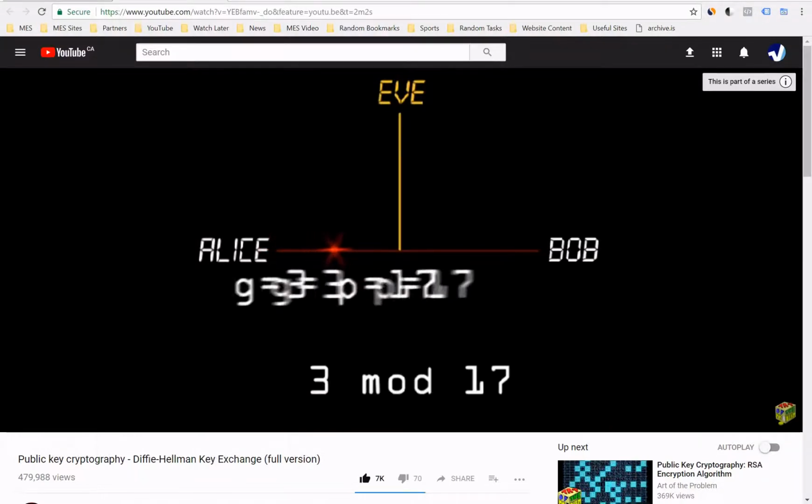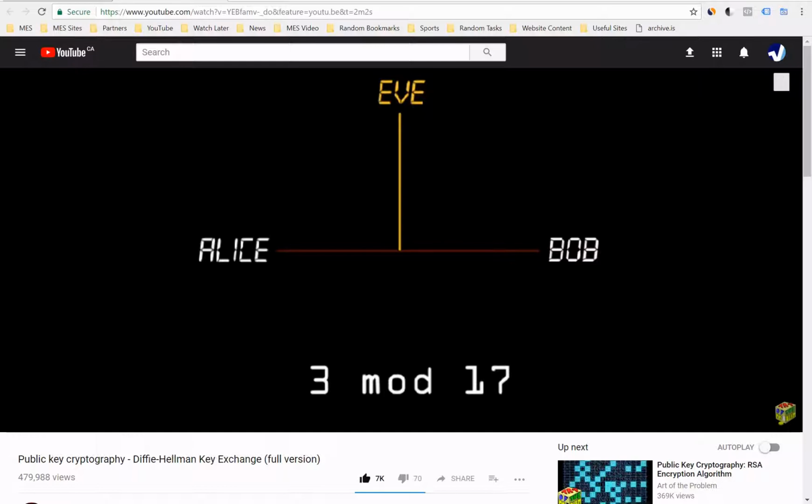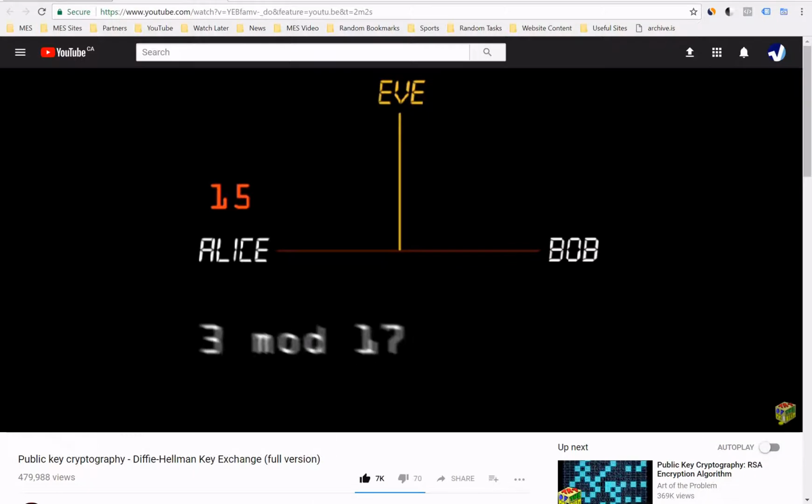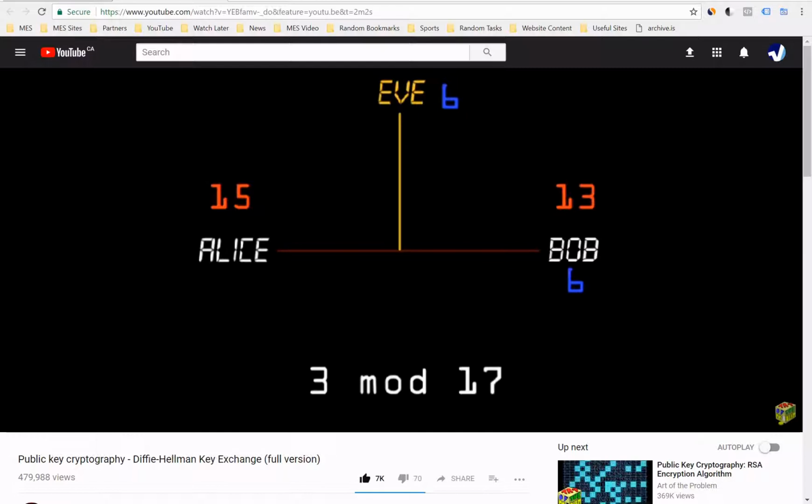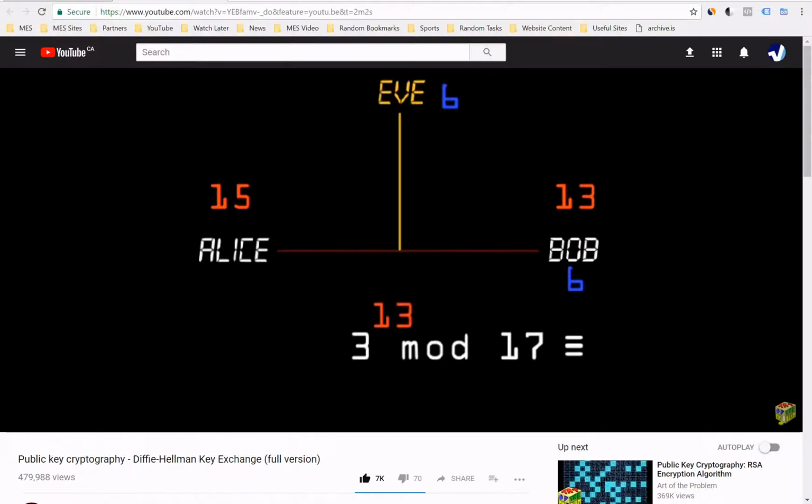Now, this is our solution. First, Alice and Bob agree publicly on a prime modulus and a generator. In this case, 17 and 3. Then, Alice selects a private random number, say 15, and calculates 3 to the power 15 mod 17, and sends this result publicly to Bob. Then Bob selects his private random number, say 13, and calculates 3 to the power 13 mod 17, and sends this result publicly to Alice.